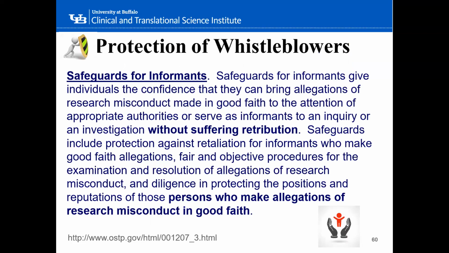This is very important. Protection of whistleblowers. Safeguards for informants give individuals the confidence that they can bring allegations of research misconduct made in good faith to the attention of appropriate authorities or serve as informants to an inquiry or investigation without suffering retribution. Safeguards include protection against retaliation for informants who make good faith allegations, fair and objective procedures for the examination and resolution of allegations of research misconduct, and diligence in protecting the positions and reputations of those persons who make allegations of research misconduct in good faith.